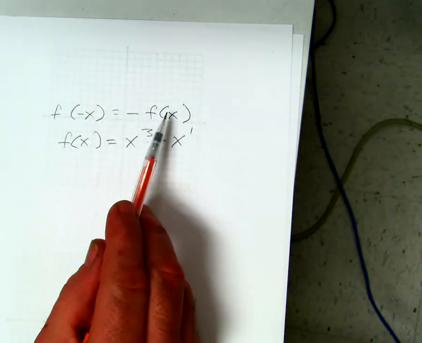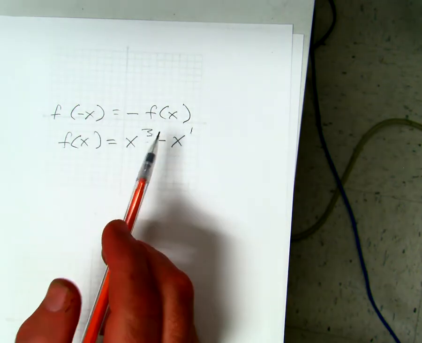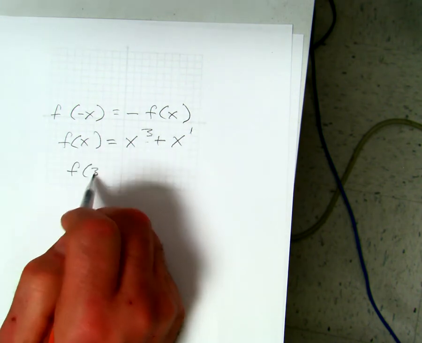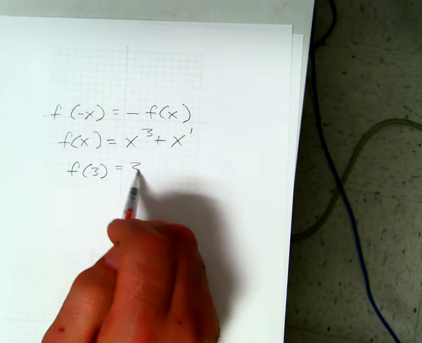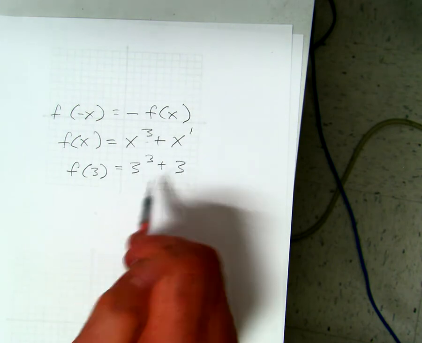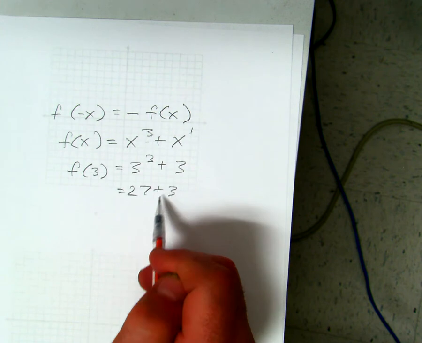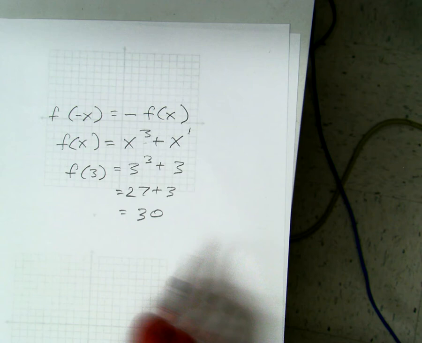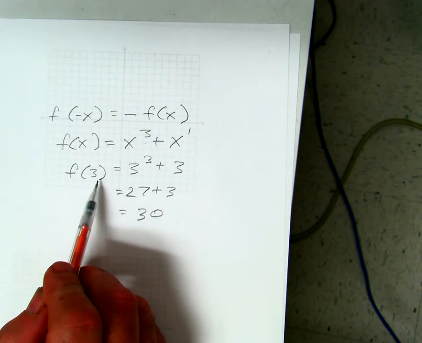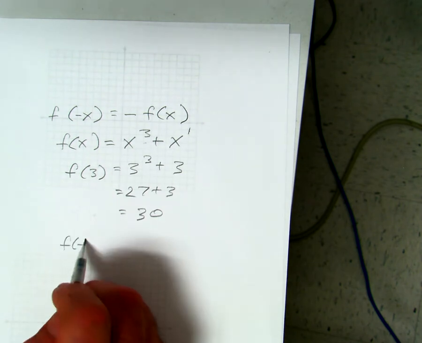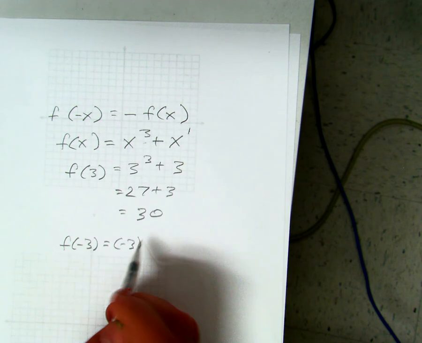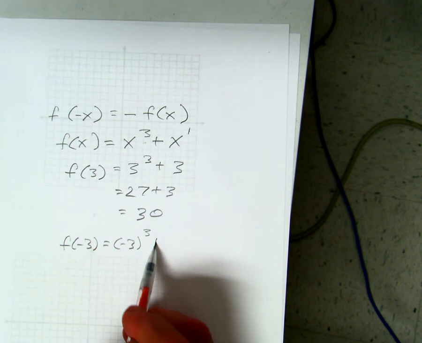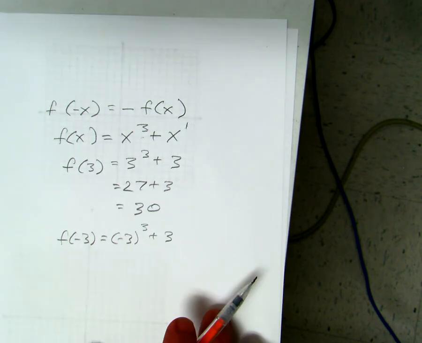Now let's do this test according to the definition. And let's try 3. If I put f of 3 in, what do I get? Well, let's see. We've got 3 to the third power plus 3. That equals 27 plus 3, which equals 30. If this is an odd function, I should be able to put the opposite of 3 in here, which is negative 3, and I should get the opposite of this answer, which would be negative 30. And if that happens, then this is truly an odd function.